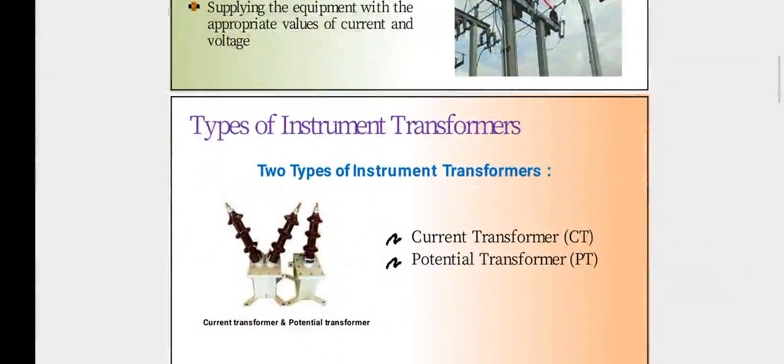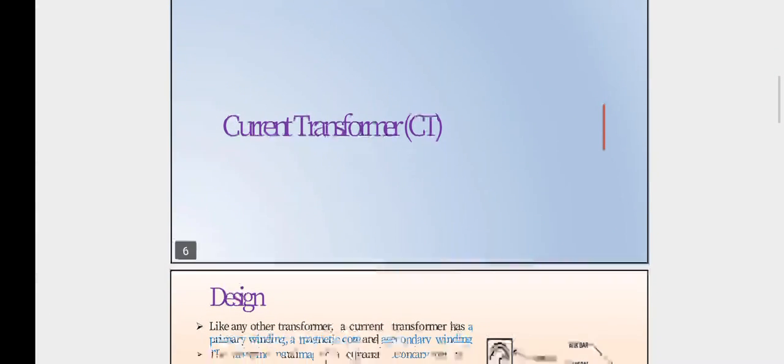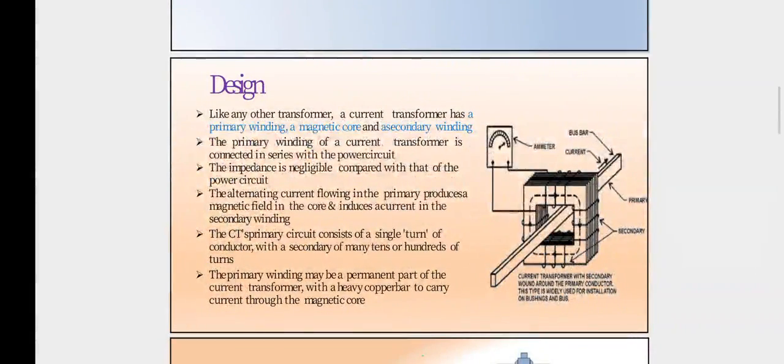Then the types of instrument transformer are classified into two types. One is called current transformer, generally called CT, and the other is potential transformer, generally called PT. Then we talk about the current transformer. Like any other transformer, a current transformer has a primary winding, a magnetic core and a secondary winding. The primary winding of a current transformer is connected in series with the power circuit.